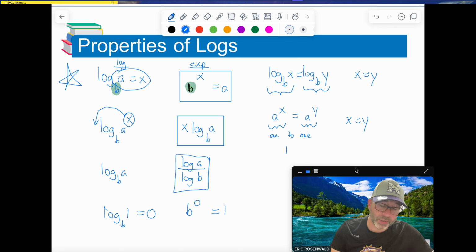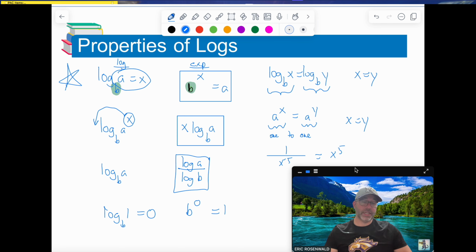And then there's a really important one that we need to know. This goes back to just basic algebra: 1 over x to the negative 5 is the same as x to the fifth, and vice versa. Any negative exponent just switches around.